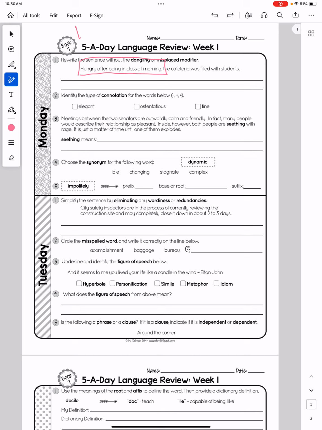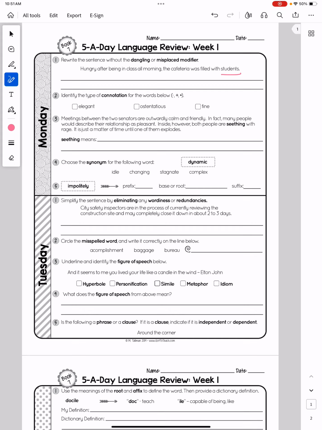We know it's a phrase: it does not have a noun, does not have a verb, does not express a complete thought. So that simply means it's information that attaches to another word in the sentence. In this case, who's hungry? Who was in class all morning? Obviously, it's the students. Now, the problem with the way this sentence is written is that students is all the way here at the end.